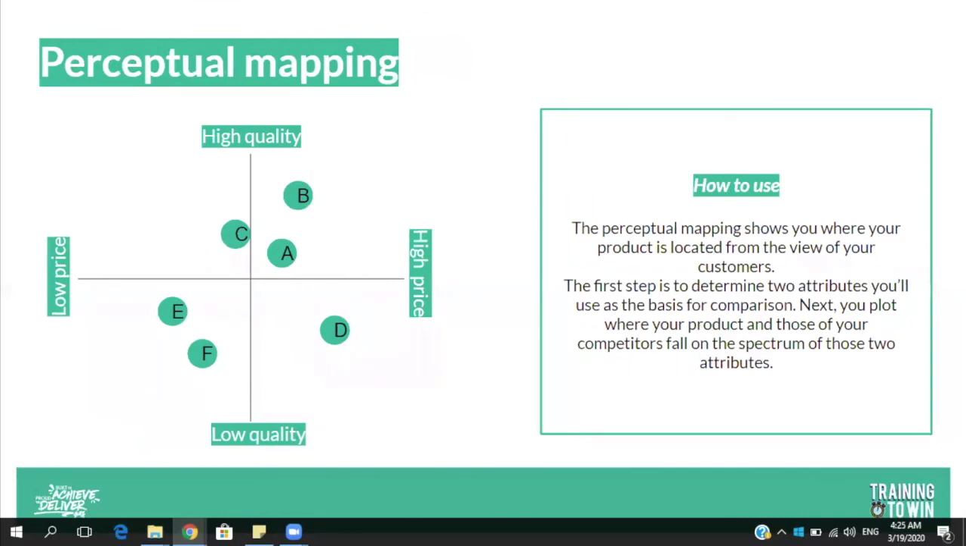Moving on, the perceptual mapping. Okay, so how to use this one? The perceptual mapping shows you where your product is located from the view of your customers. The first step is to determine two attributes you'll use as the basis for comparison. Next, you plot where your product and those of your competitors fall on the spectrum of those two attributes. So usually, as in the picture, it's high quality and high price or low quality and low price.